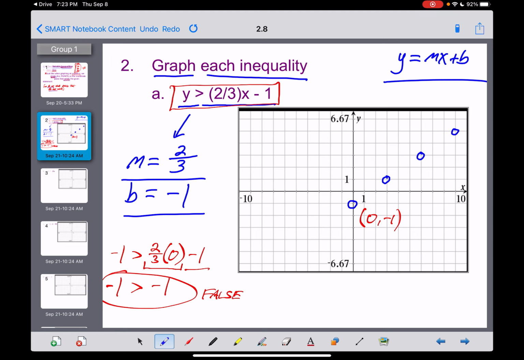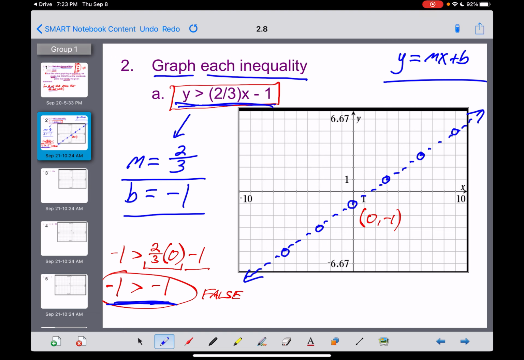And if you ran out of room or you wanted to be even more thorough, you could have gone down 2 and left 3, open dot. And now what we have is a whole series of points here that don't satisfy the original inequality, but they're very, very close. So for that reason, we're going to draw a dashed line through all those empty dots right there. And that dashed line means the same thing as the open dots. These points don't quite work, but they're very, very close.